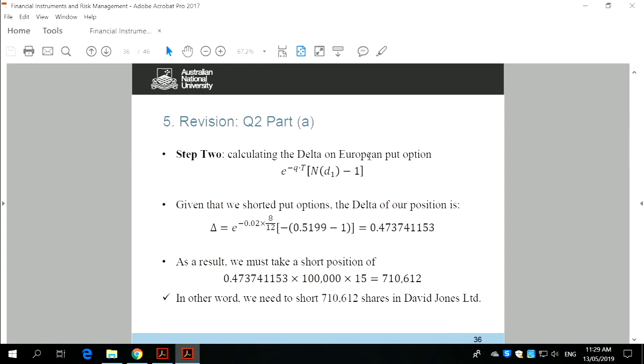And we know that the delta on the European put is simply N(d1) minus 1. What's more complicated is that this is an asset that pays a dividend yield. So furthermore, we need to remove the effect of the dividend yield from the European put option. And what's even more is that this is the delta on the put option if you take a long position. Now, because we short the put, we need to put a minus sign to remind us the delta exposure is positive. So 0.511 minus 1, and a negative sign in front of that. Again, we need to remove the dividend yield, 2%. So we get a delta for each put option of 0.47. And because we shorted 100,000 put options, and each put option covers 15 shares, that's why we need to short this many David Jones shares. Okay?